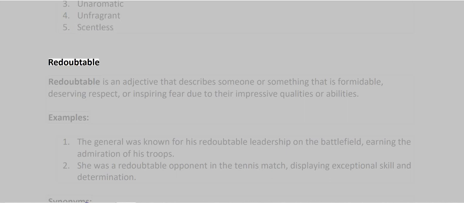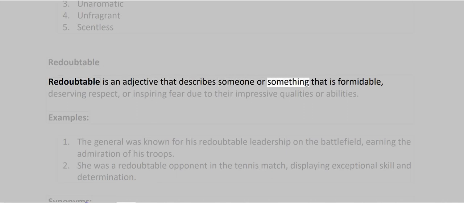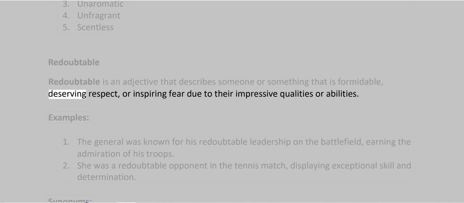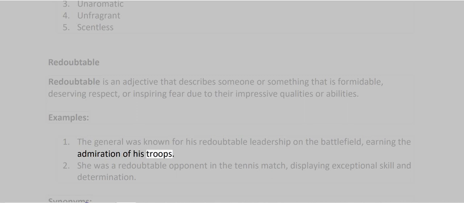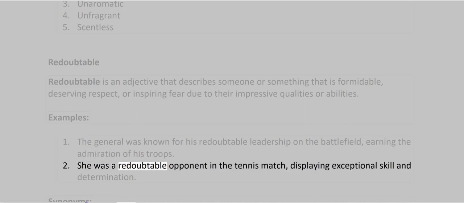Redoubtable. Redoubtable is an adjective that describes someone or something that is formidable, deserving respect, or inspiring fear due to their impressive qualities or abilities. Examples. 1. The general was known for his redoubtable leadership on the battlefield, earning the admiration of his troops. 2. She was a redoubtable opponent in the tennis match, displaying exceptional skill and determination.